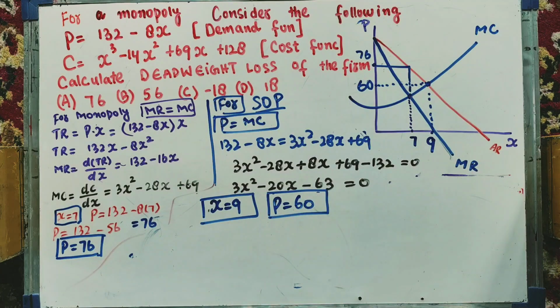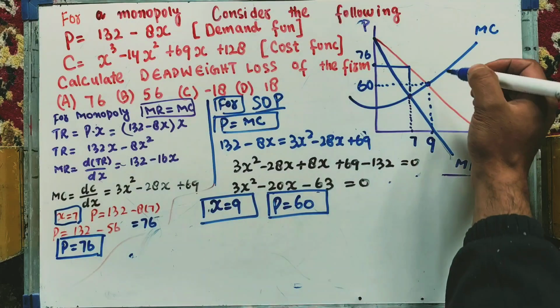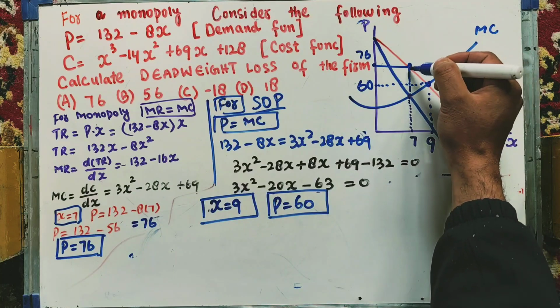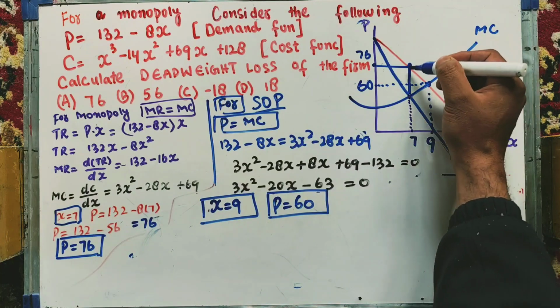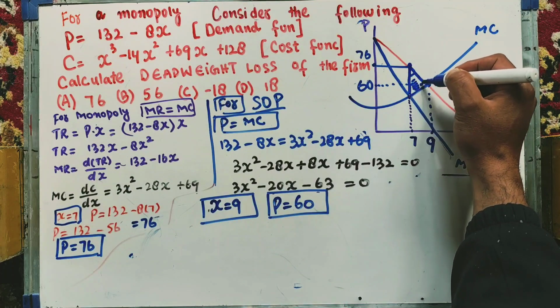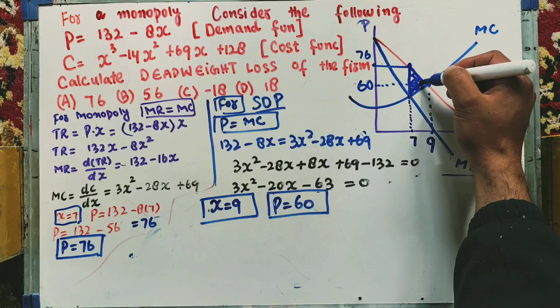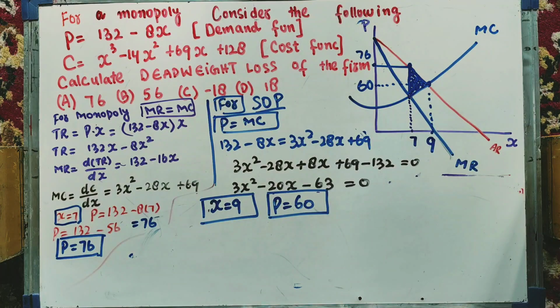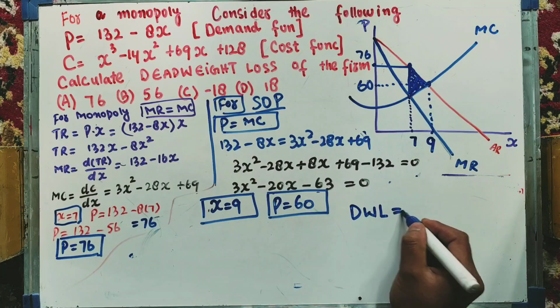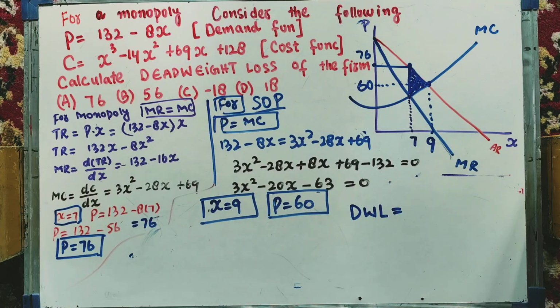Since we need to calculate the deadweight loss, what is the deadweight loss? It is the difference between the socially optimal point in case of perfect competition and the monopoly point, and the triangle formed by these 3 lines denotes our deadweight loss, the loss of efficiency due to imperfect competition. So in this case, deadweight loss will be equal to the area of this very triangle.